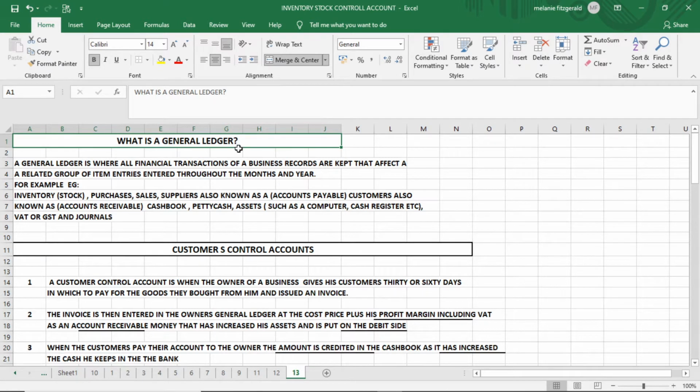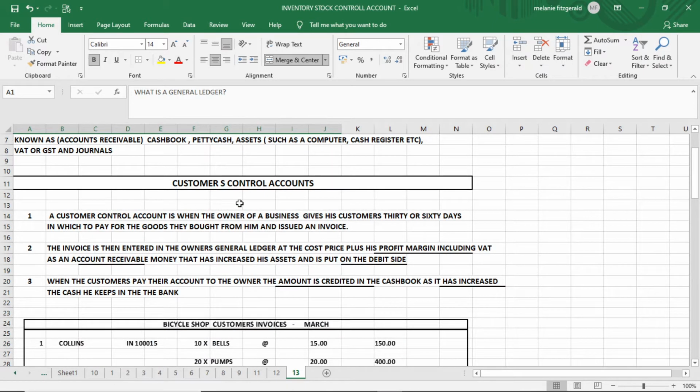What is a general ledger? A general ledger is where all financial transactions of a business are kept that affect a related group of item entries entered throughout the months and years. For example, inventory stock, purchases, sales, suppliers, also known as accounts payable, customers, also known as accounts receivable, cash book, petty cash, assets such as computer, cash register, etc., VAT or GST, and journals.